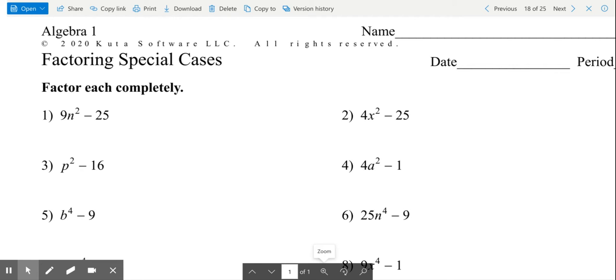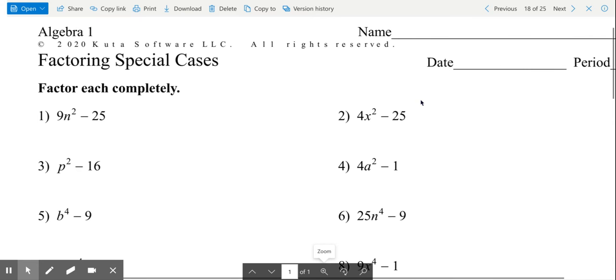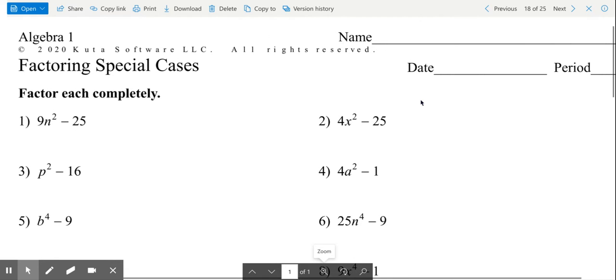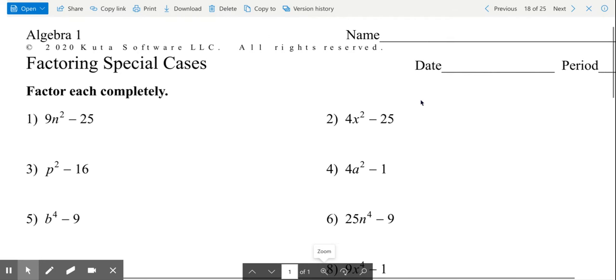Hey guys, in this video we're going to talk about factoring special cases. Specifically, this video is going to be about the difference of squares special case. Back when we were doing multiplying special cases, multiplying binomial special cases, we did the same special cases, but we went the other direction.